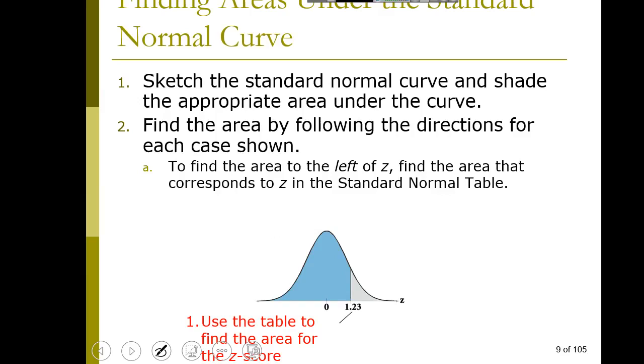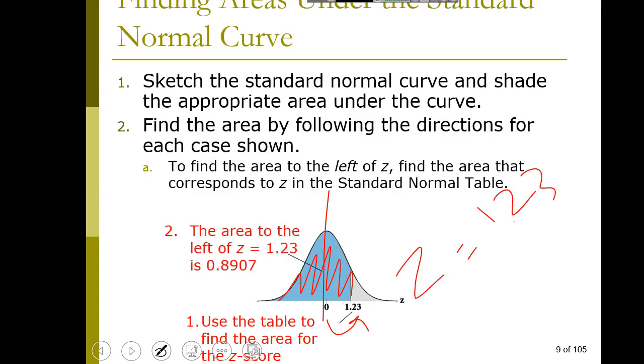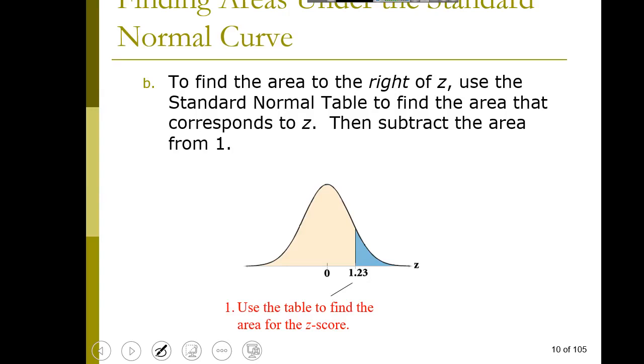To find the area to the left of z, find the area that corresponds to z in the standard normal table. Now if you have a value 1.23, that is to the right of the mean value, where mean z is equal to 0, and the total probability from here to here will give you the respective probability for z equal to 1.23. From the table, that is 0.8907.